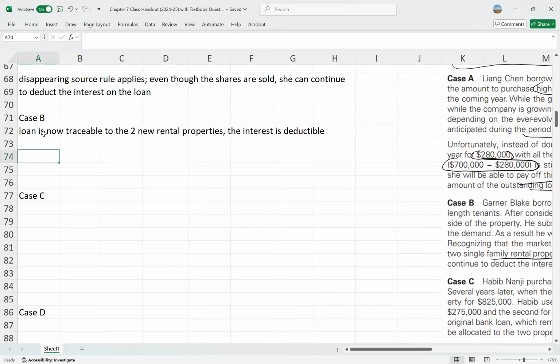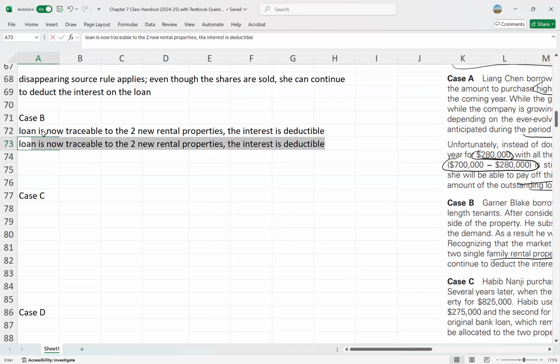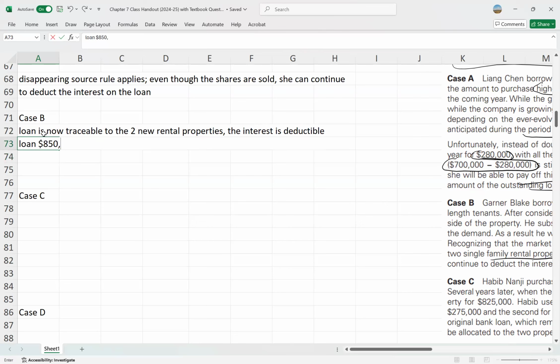The only thing is, though, if you think about it, the original loan was 850,000, but the value of the 2 new rental properties is only 600,000.